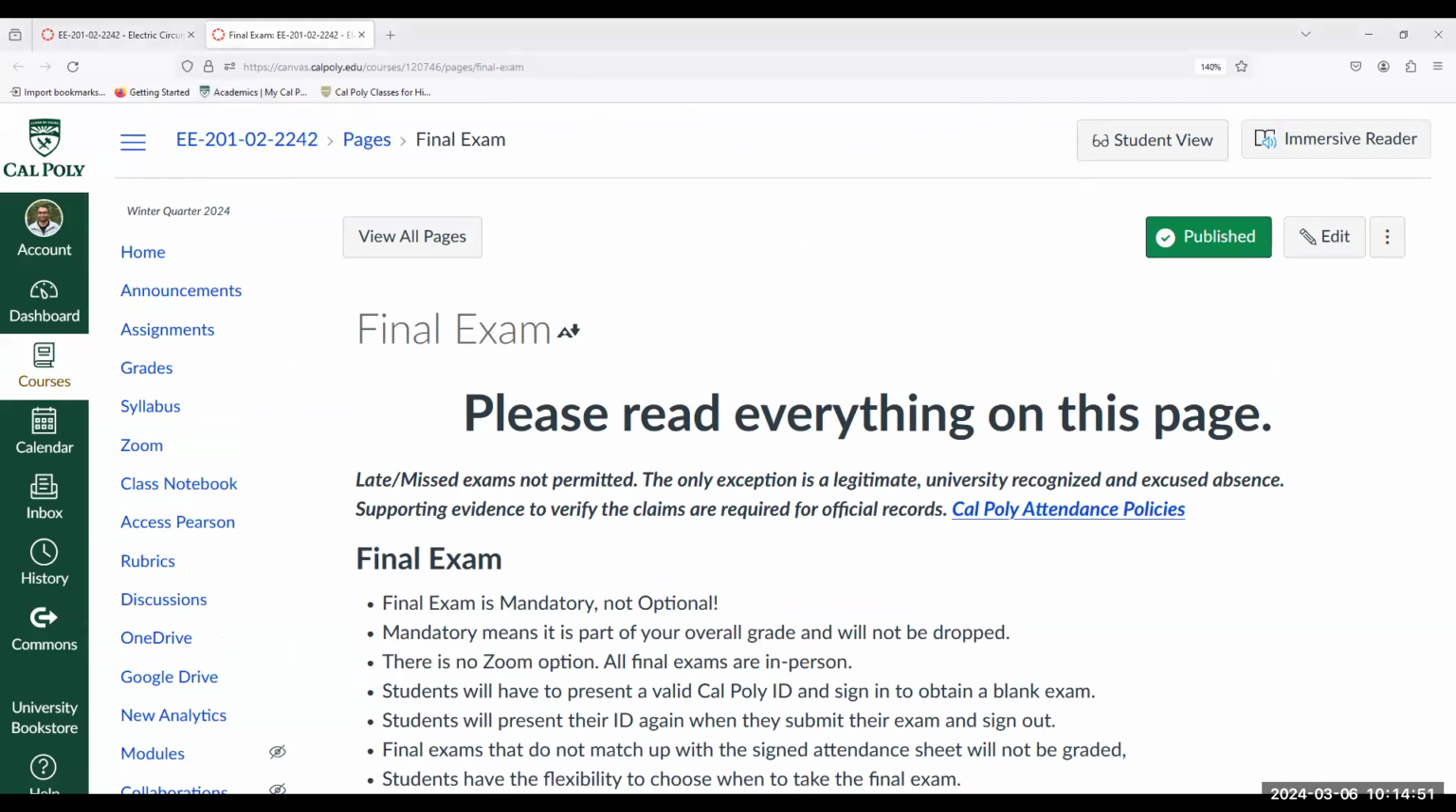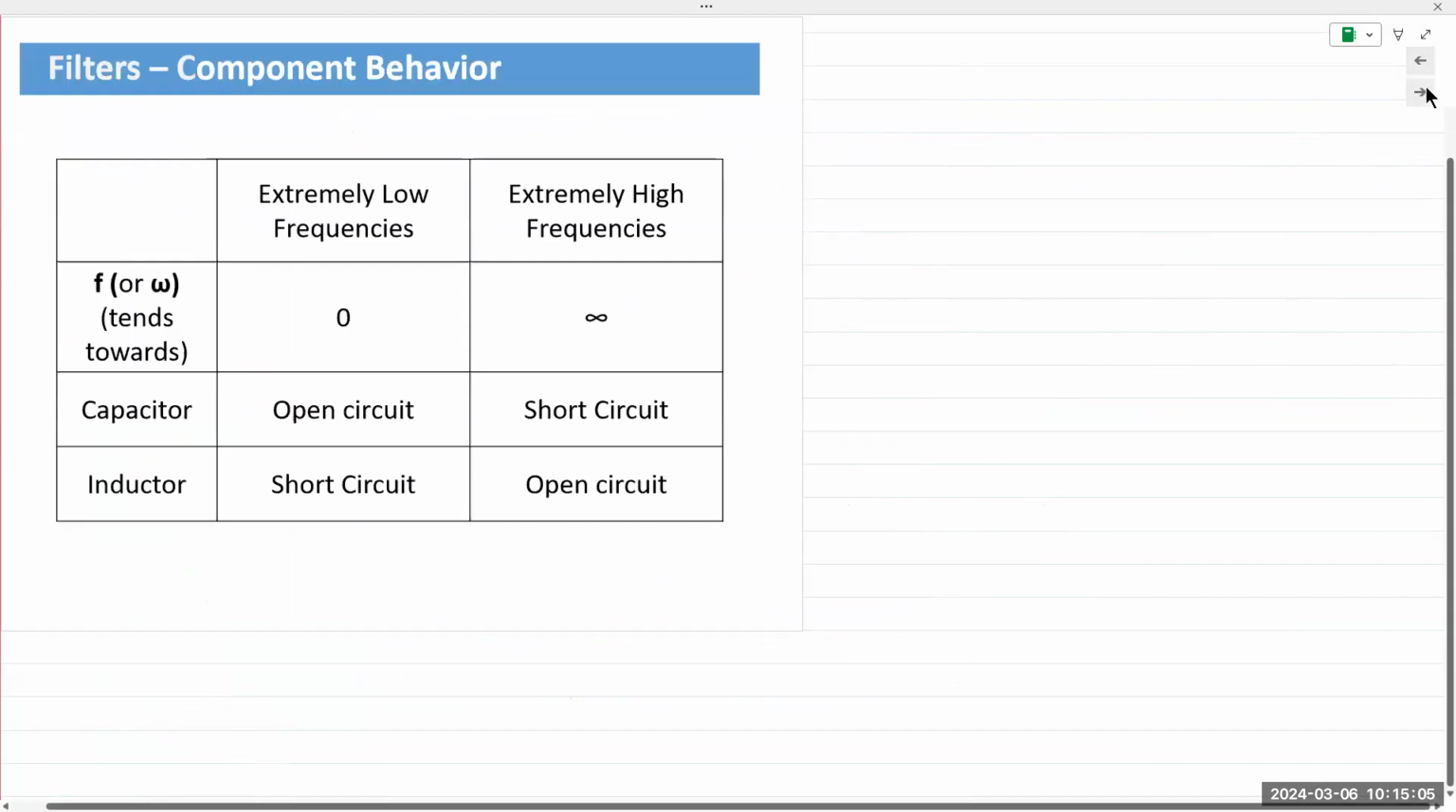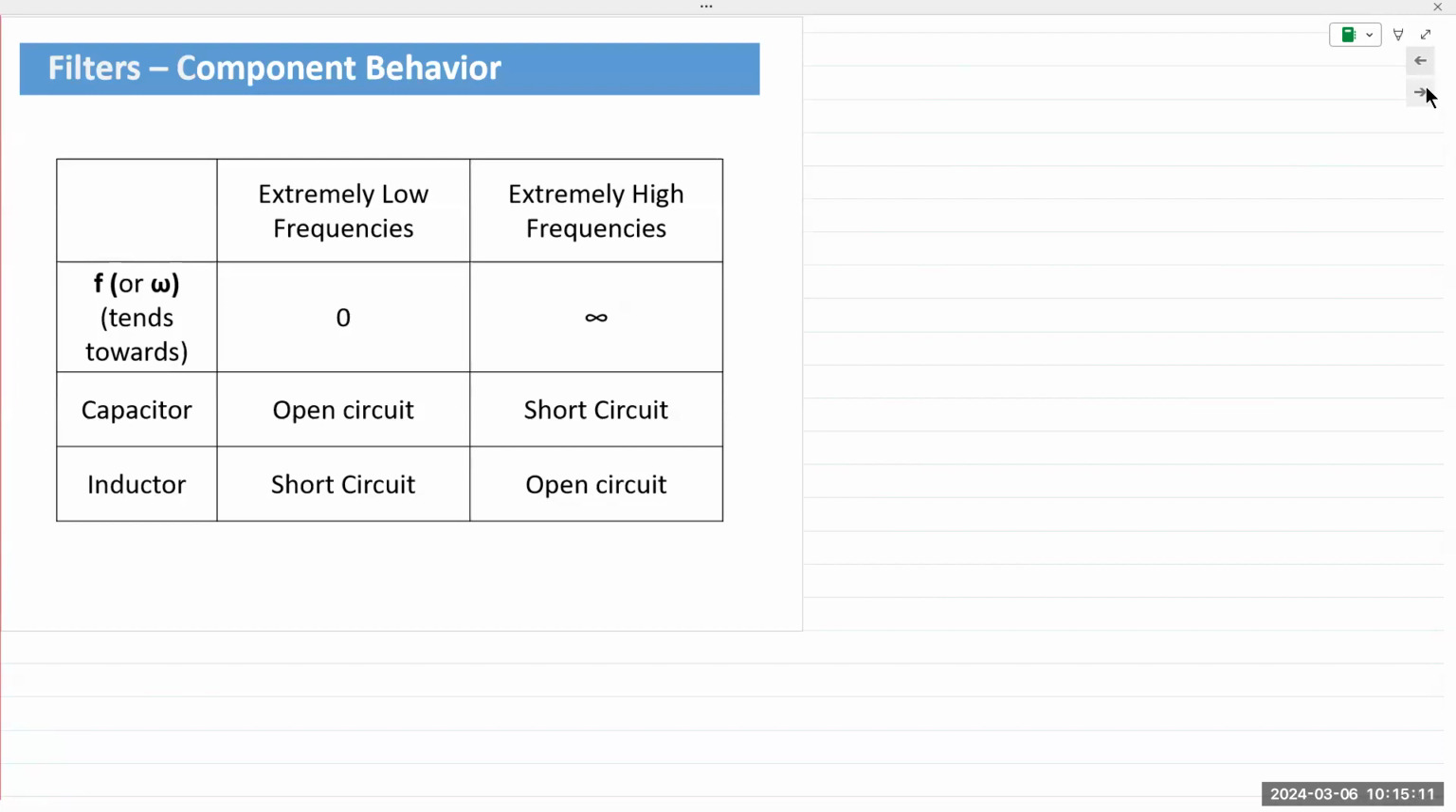All right, let's get to our topic, which is filters. We stop right here, which is the frequency response of a network solely from the transfer function, right? Which is a similar problem on the homework itself. So now we look at 4 different filters today.